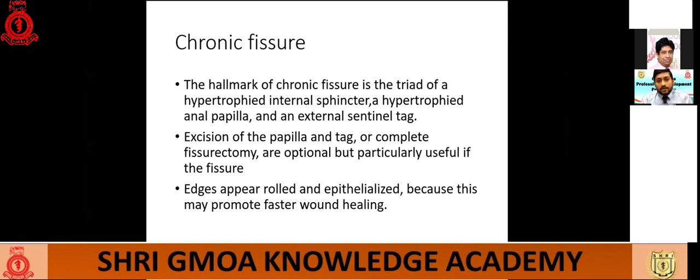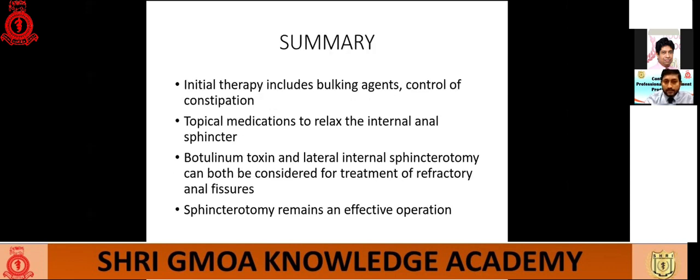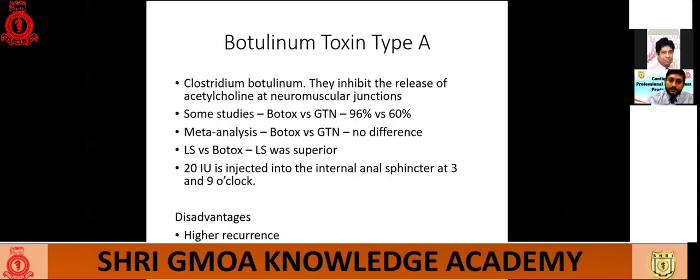A bit about chronic fissures. As I told you before, the hallmark of a chronic fissure is the triad of hypertrophied internal sphincter, hypertrophied anal papilla, and external sentinel tract. In these patients, we can do a fissurectomy, where you resect the hypertrophied papilla, skin tract, and the rolled-up edges of the fissure, which allows healing of the fissure. In instances where you suspect atypical fissures, HIV and Crohn's disease should be considered, and treatment of these diseases would lead to healing of the fissure.